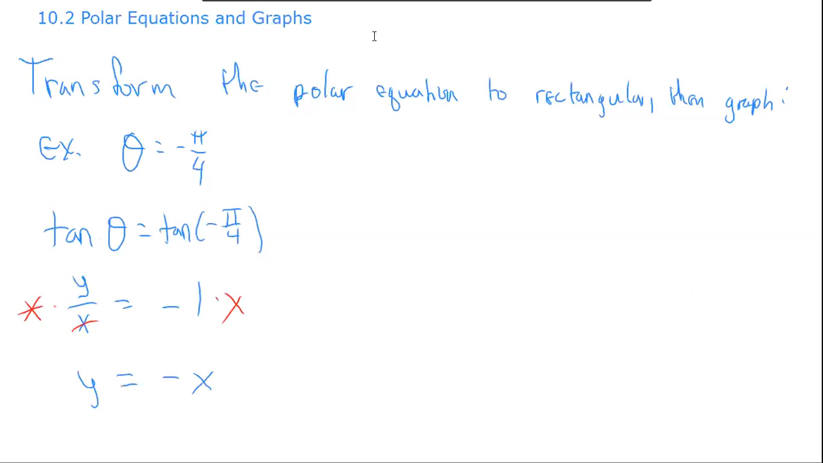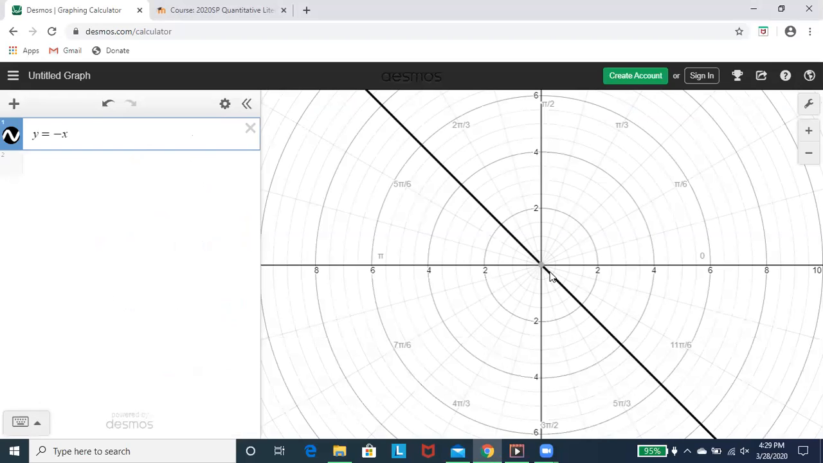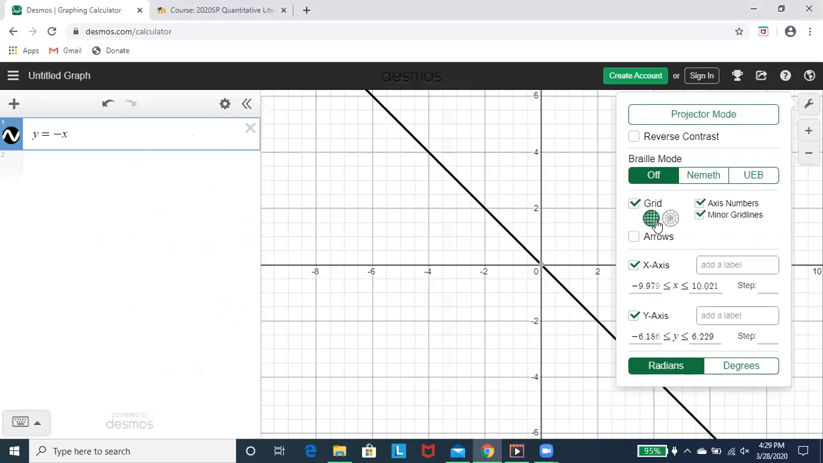So let me show you the graph of this. So here I am in Desmos, okay? All right, so y equals negative x. What does that look like? Okay, well, remember, there's the line. Let me get rid of this right here. Here's the line, and this is what you would be used to if I had a regular grid. That's the line y equals negative x, just a diagonal line that slopes down.